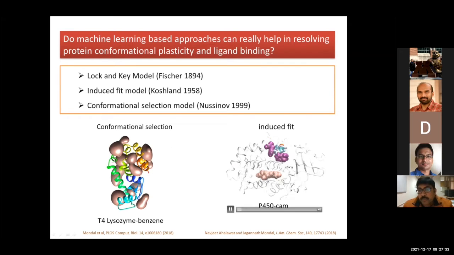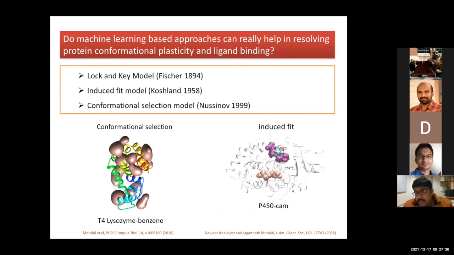What is the induced fit mechanism? The ligand comes to an intermediate state, and it induces the conformational change, placing some side chains, and then enters into the pocket, and finally achieves the binding steps, getting into the final binding site.